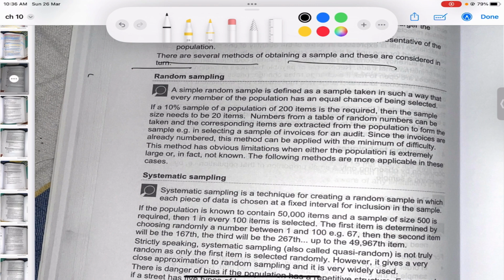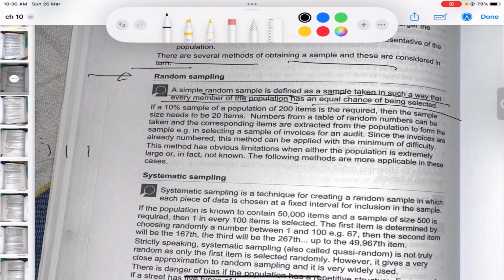Alright, so let's begin with random sampling. What do you understand by the word random? Something which is done randomly, right? Like without any decision or without any thinking, you are just randomly picking any one of the following. So that is what is known as random. A simple random sample is defined as a sample taken in such a way that every member of the population has an equal chance of being selected.